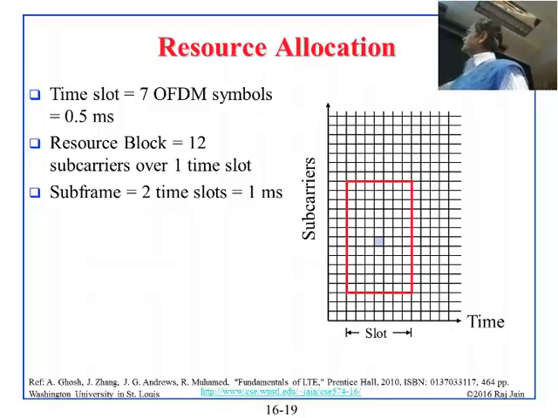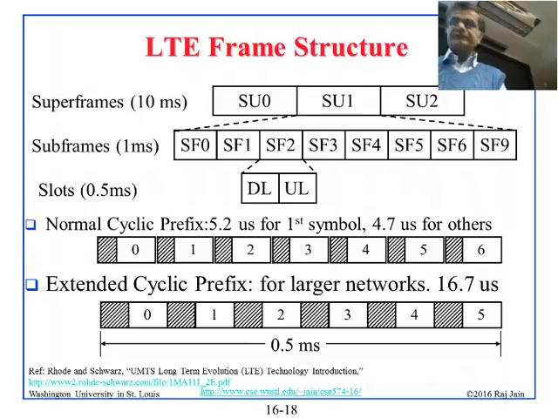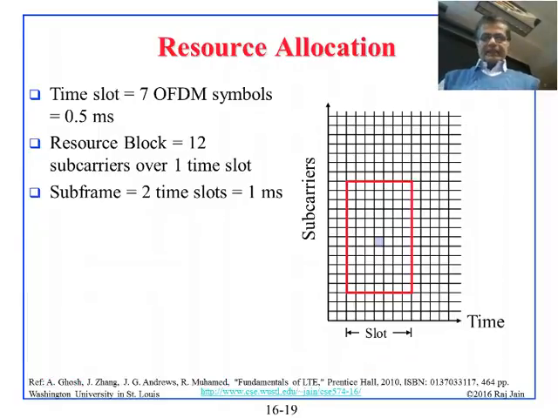12 vertical, 7 horizontal, 7 symbols horizontal. Actually, we saw only 5 symbols, so I don't know. Yeah, these are 7 symbols. Okay, there are 7 symbols right there. So the minimum I can give you, or the minimum the base station can give anybody, is 12 by 7.